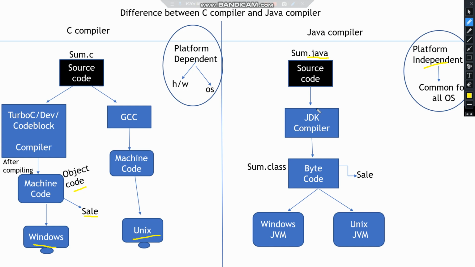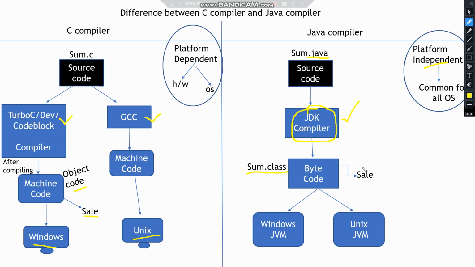Now for compiling this source code, we have only a single compiler in Java, that is the JDK compiler, not two different compilers like C, which has Turbo C, Dev, Code::Blocks, and GCC. We don't have two compilers here in Java, so this is the main benefit of using Java. This JDK compiler is common for both OS. After the JDK compiler compiles our source code, it converts it into bytecode, which is saved in the form of a sum.class file, and this is sold in the market.